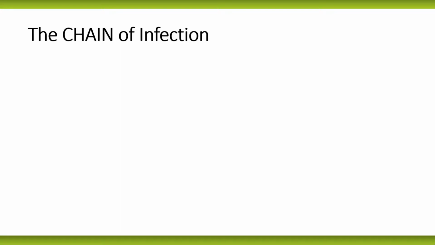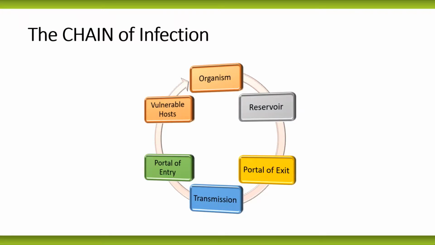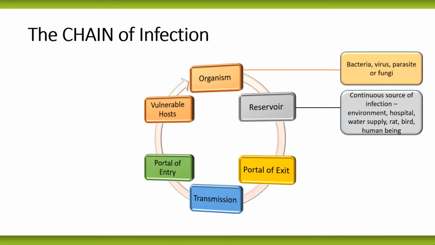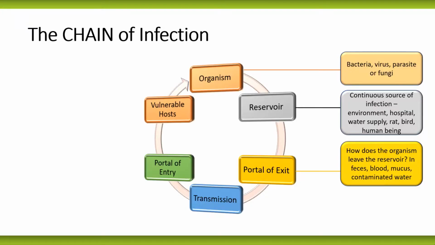The chain of infection. First, there is the organism itself. It could be a bacteria, a virus, parasite, or fungi. Then there is the reservoir. This is the continuous source of infection where the organism lives. It could be an environment, a hospital, water supply, an animal like a rat, bird, or a human being. The portal of exit. This is how the organism leaves the reservoir, the vehicle in which it travels. It could be in feces, blood, mucus, or contaminated water.